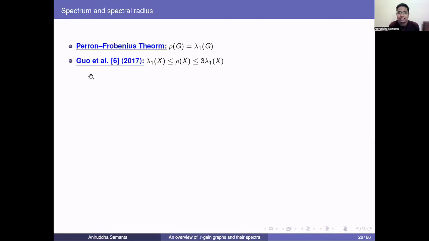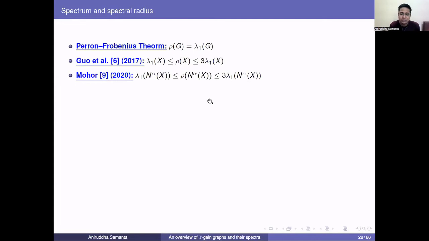But surprisingly, Crystal, Gu, and Bojan Mohar proved that the spectral radius of X, that means the spectral radius of the Hermitian adjacency matrix of X, lies within λ1 and 3 times λ1. Later, Mohar proved these results for a bigger class of matrices, in alpha X.